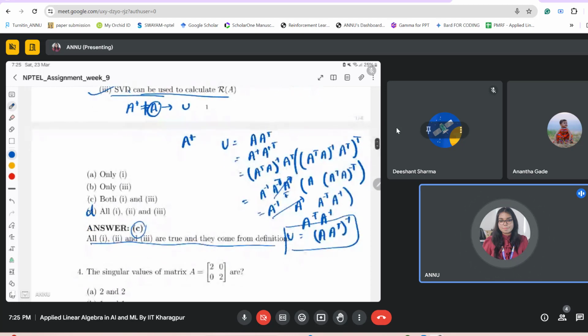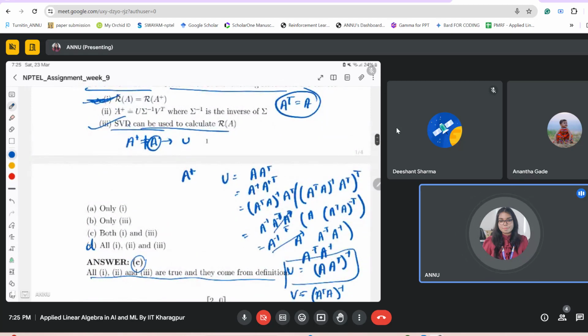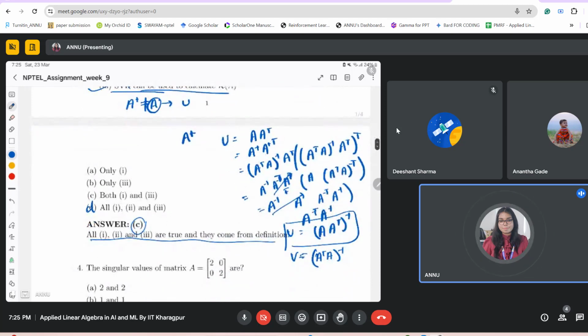Similarly, V for A positive will be (A transpose A) whole inverse. Now we know that U and V are orthonormal, so U inverse is equal to U. No, it will not be the case.